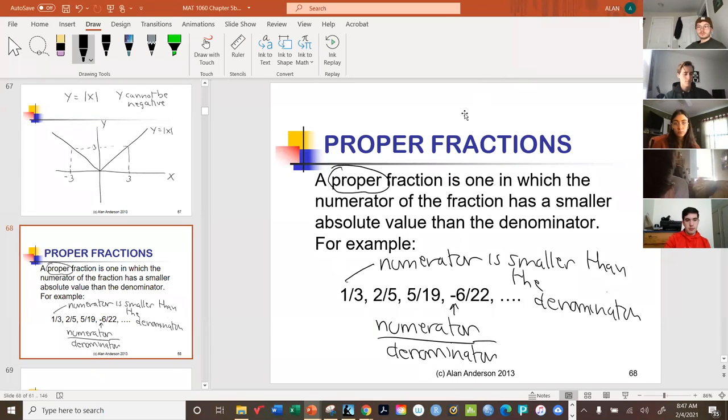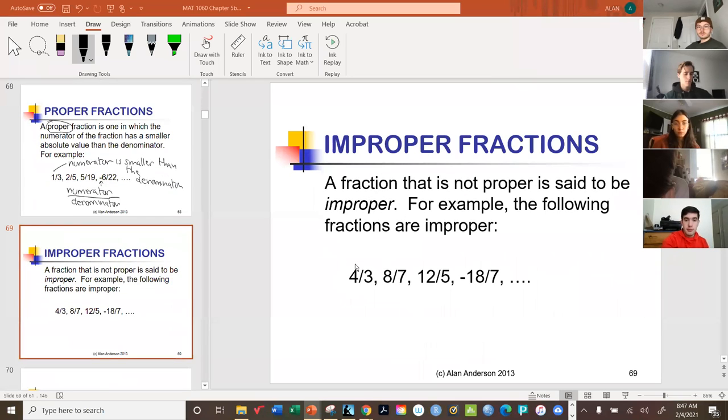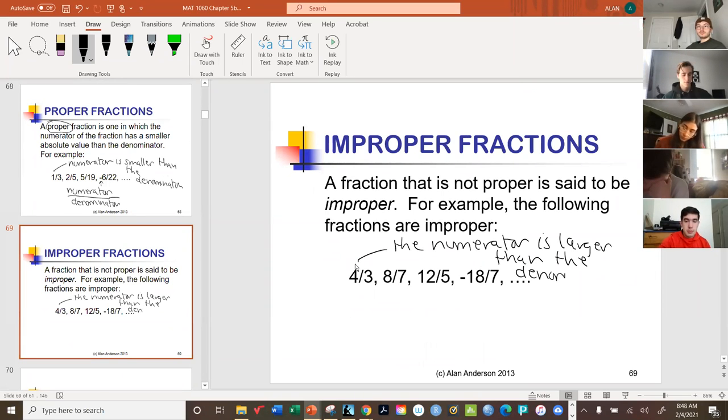But anyway, it should be pretty clear that if this is how we define a proper fraction, then an improper fraction would be the ones where the numerator is larger than the denominator. So in all of these cases, the numerator is larger than the denominator. And that's all it takes to be called an improper fraction.